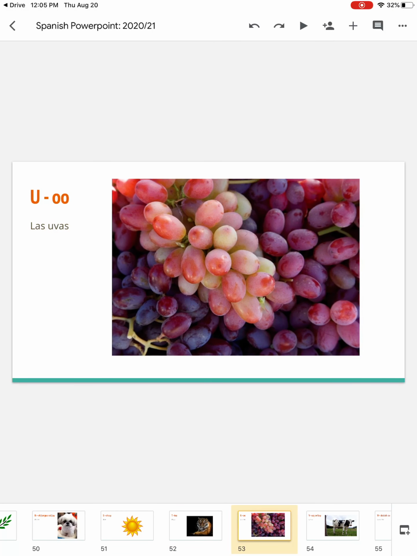Next up, we've got U, and in Spanish, we pronounce it U. So you sound kind of like a caveman. Ooh, ooh, ooh. And our Spanish word for grapes is las uvas. Las uvas.